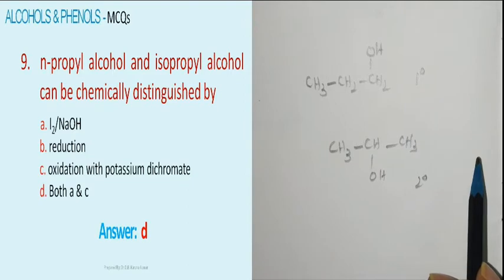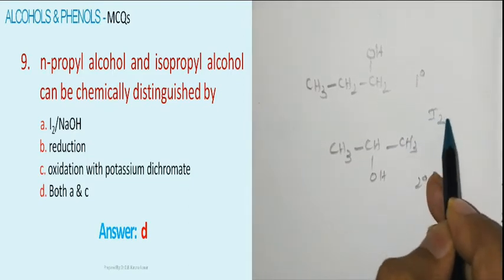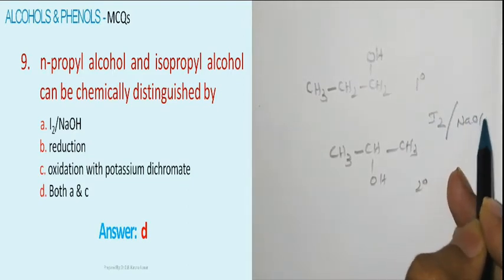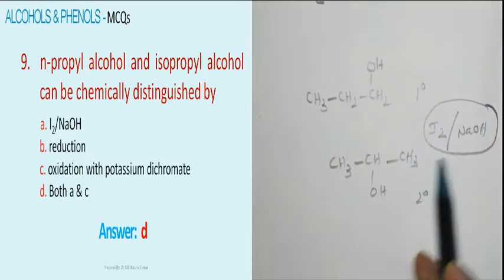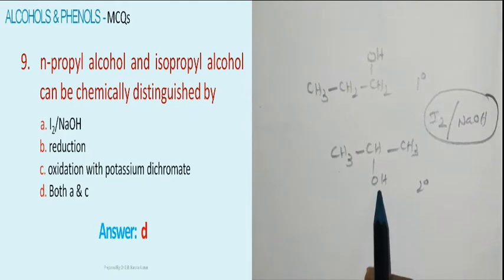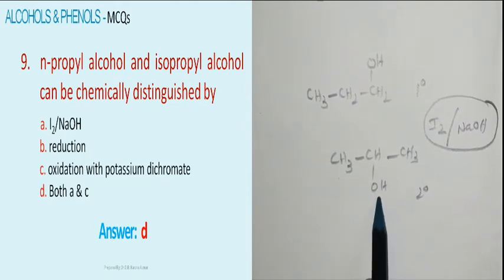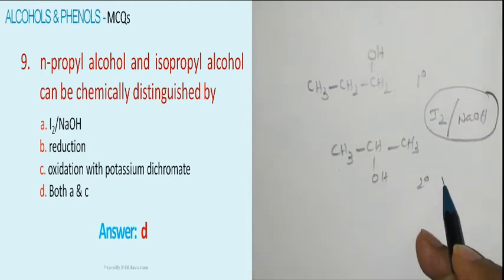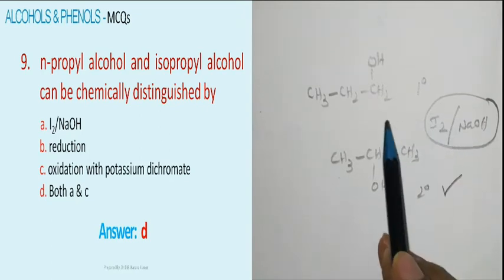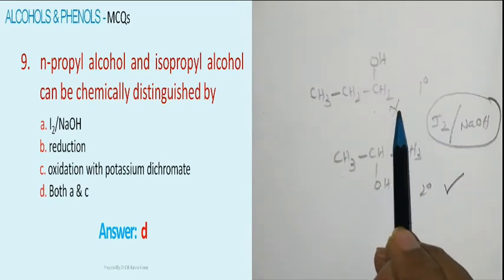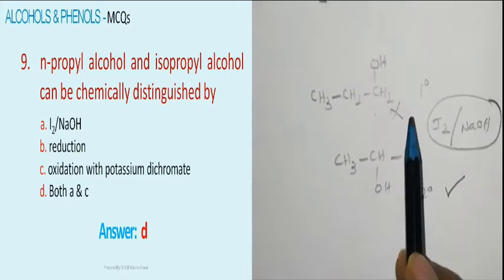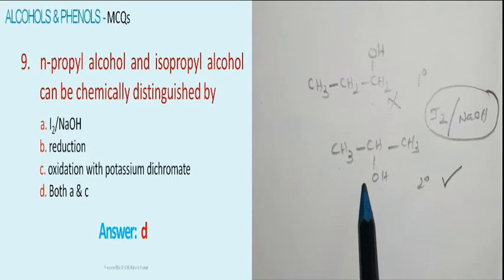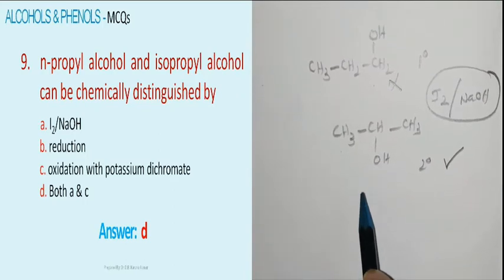The other way of distinguishing is using iodine and sodium hydroxide, which is also called the iodoform reaction. Alcohols which are having the CH3CHOH group only will give the iodoform test. Hence, isopropyl alcohol will give the iodoform test, whereas N-propyl alcohol will not give the iodoform test. So, by using these two reagents, we can distinguish N-propyl alcohol and isopropyl alcohol. Therefore, the answer will be option D, that is both A and C.